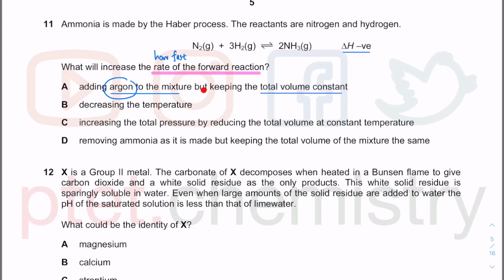That means there is less, because total volume remains constant. So there's less of the reacting molecules, the thing that actually reacts. If you have less reacting molecules, there's less collision frequency, and the rate will slowly decrease. So that's not going to increase the rate. Decreasing temperature, this is not about how much. Be very careful. We are talking about how fast.